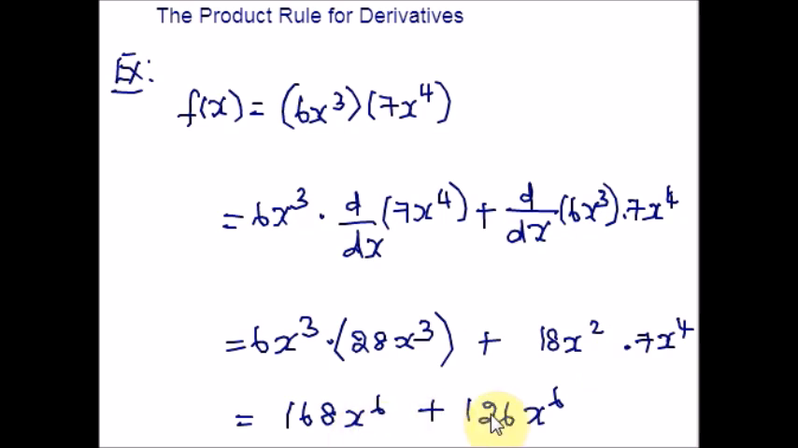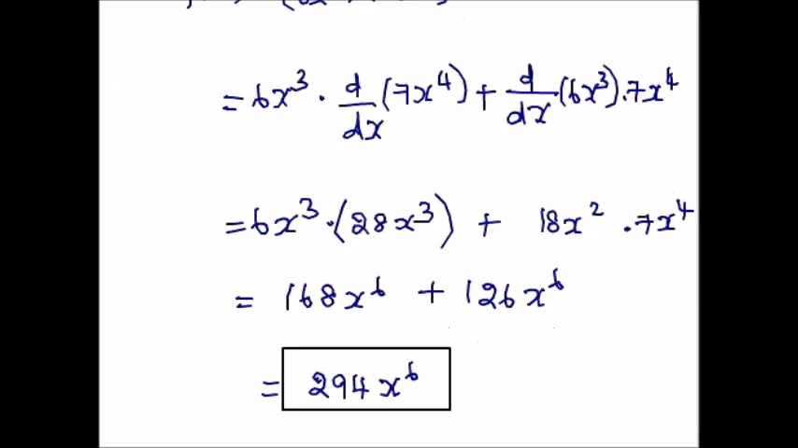We can add or subtract only the like terms. Am I right? Both these terms are with x raised to 6. So you can add these two numbers. So if you combine, you'll get 294. That's it for this example. Hope you're clear with this example.